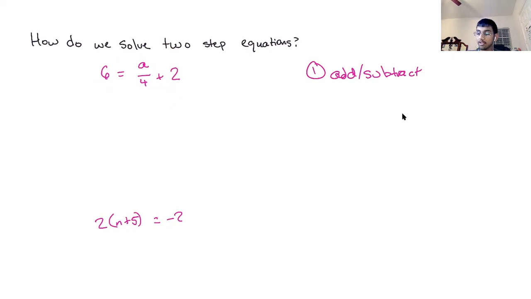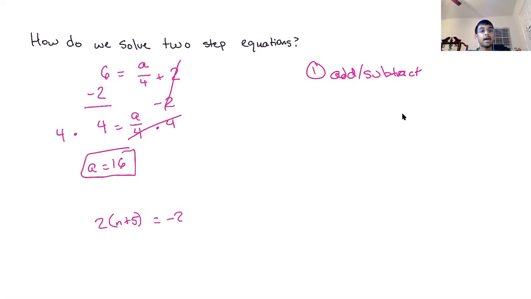We just subtract the 2 over here and subtract the 2 over here. So 6 minus 2 is 4, and now that's going to equal a over 4. And now we have a one-step equation. So now we can use our skills from the last video by just multiplying a 4 onto both sides like that. There we go. So therefore, a is equal to 16. Not too bad at all. So now that I know that, I've finished the equation.